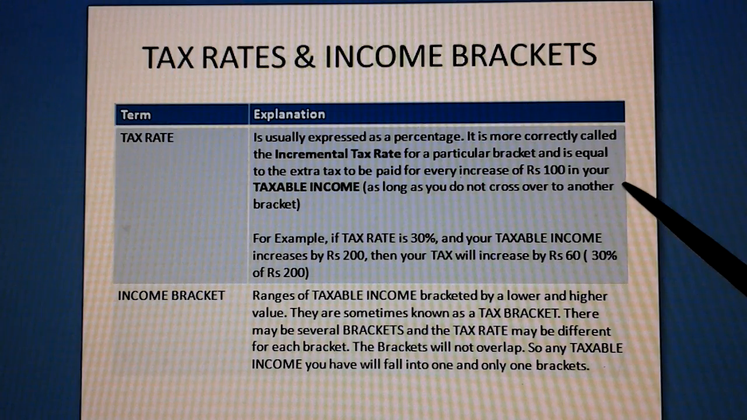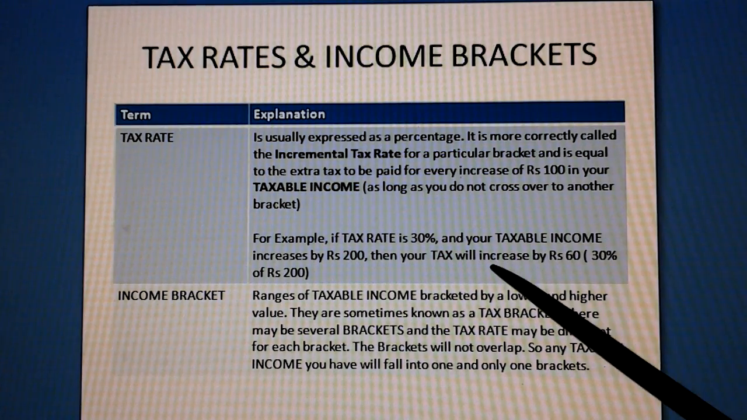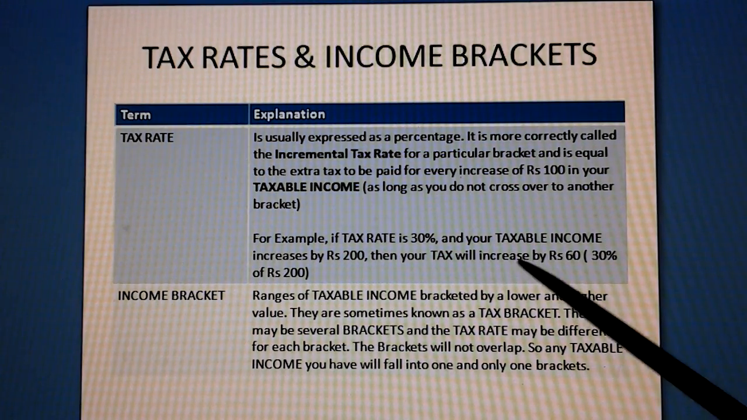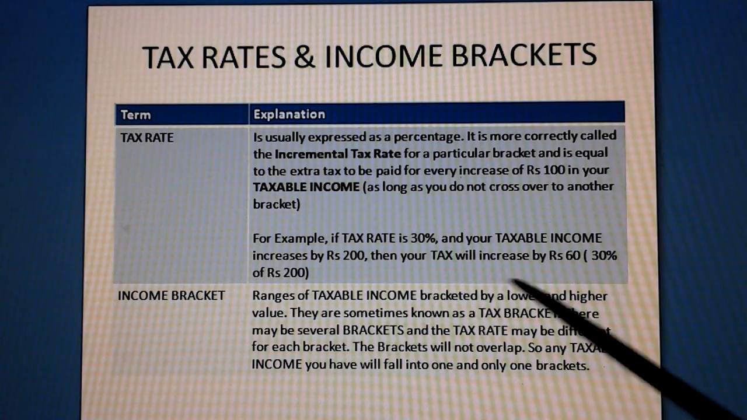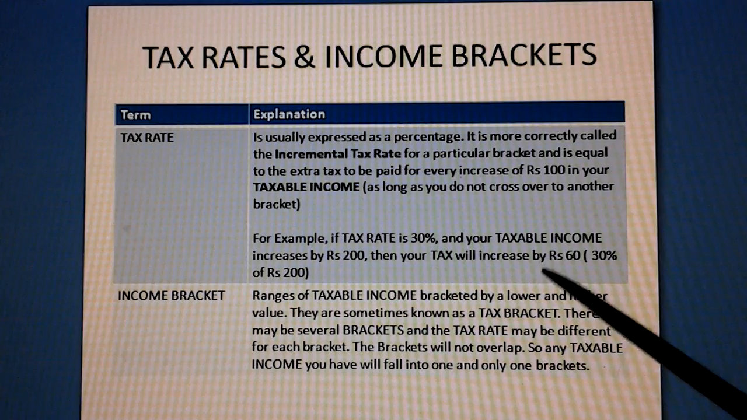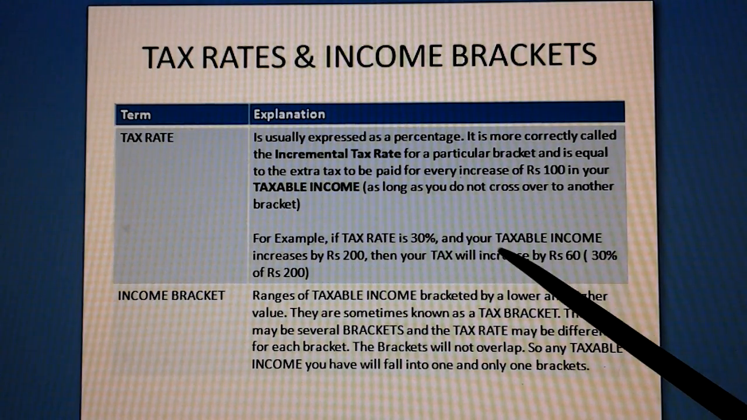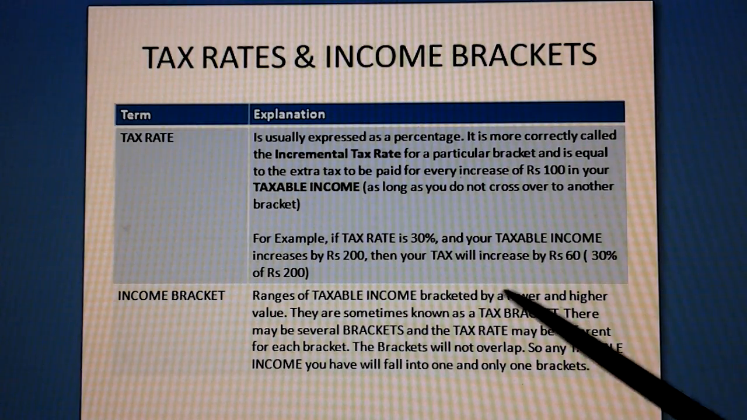For example, suppose your incremental tax rate was 30%. Suppose your taxable income increased by 200 rupees. Then your tax would increase by 30% of 200 rupees, or 60 rupees. Now remember that this is the increase in your tax. It is not your actual tax. It's whatever your tax was earlier plus 60 rupees.